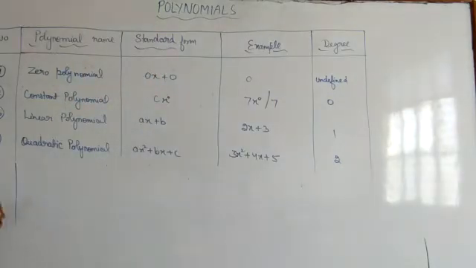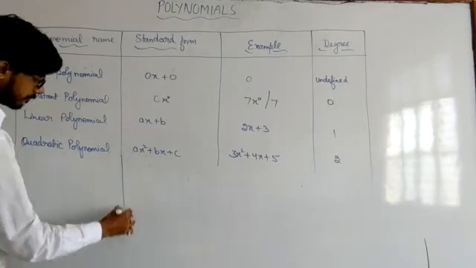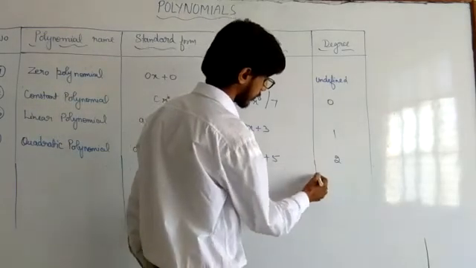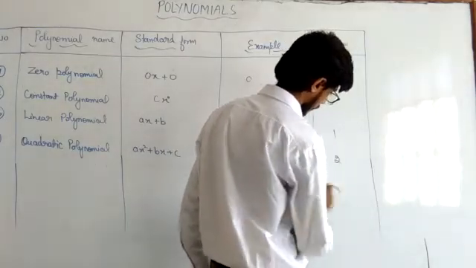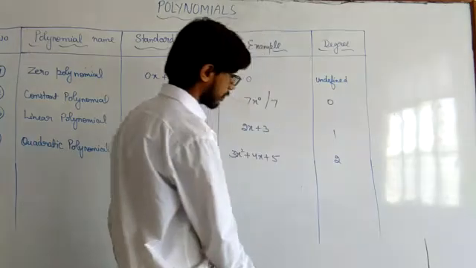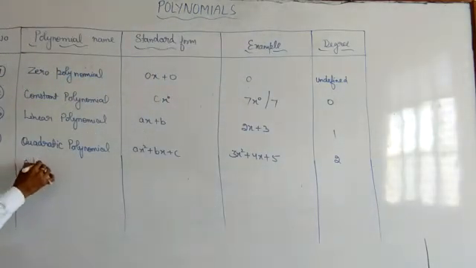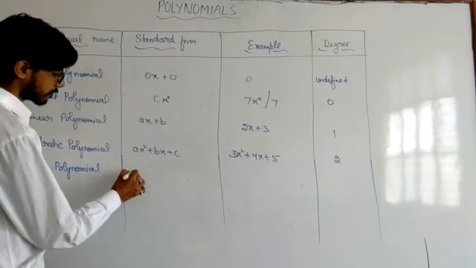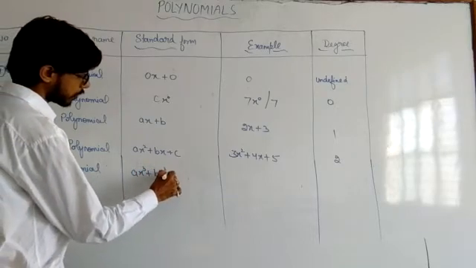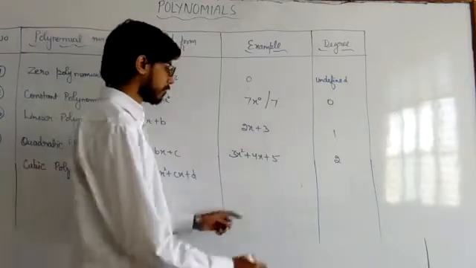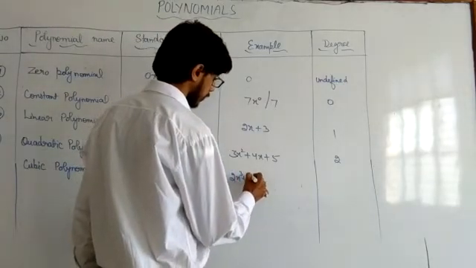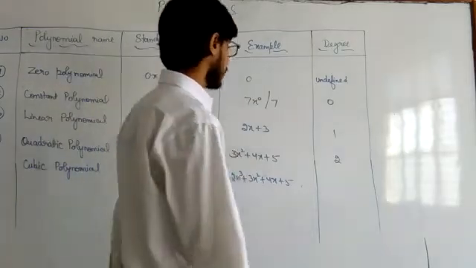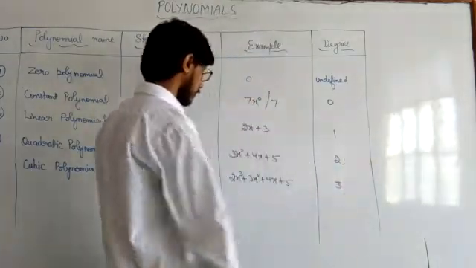After that, cubic polynomial. Standard form ax cube plus bx square plus cx plus d. Example, 2x cube plus 3x square plus 4x plus 5. Highest power is 3. So degree will be 3.